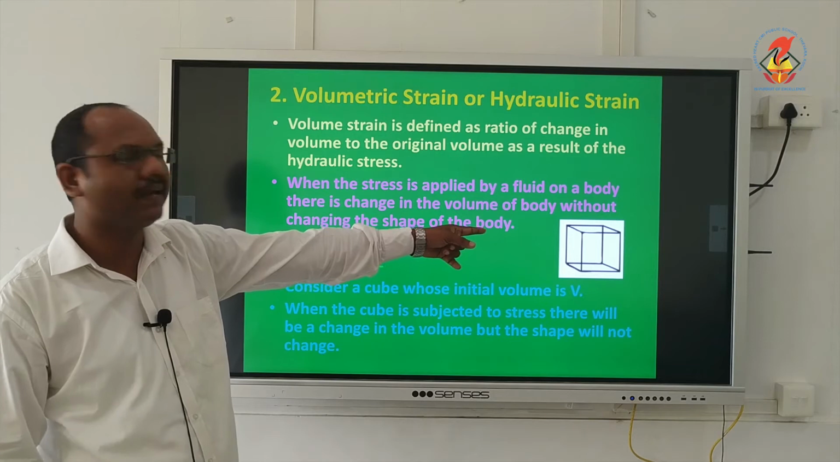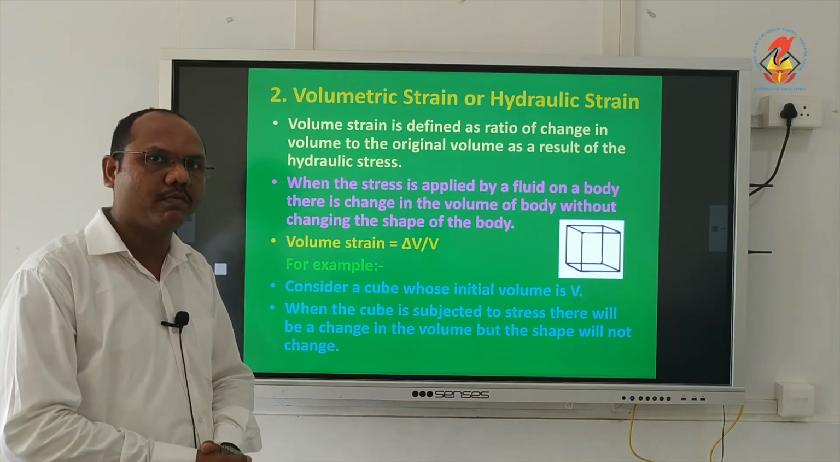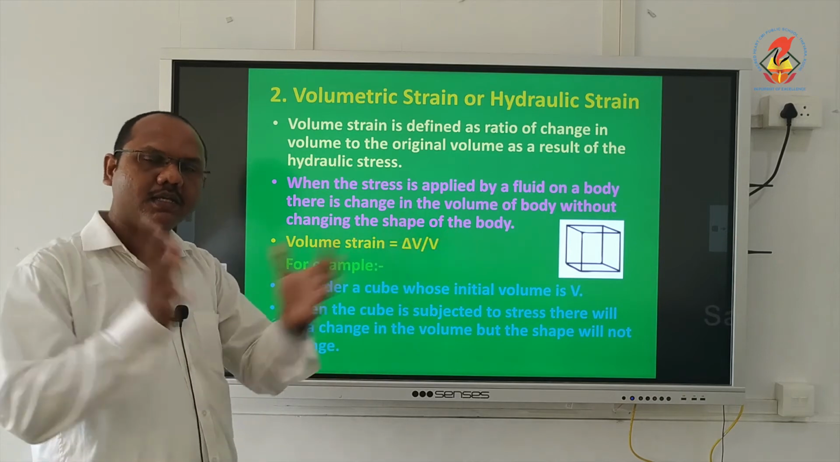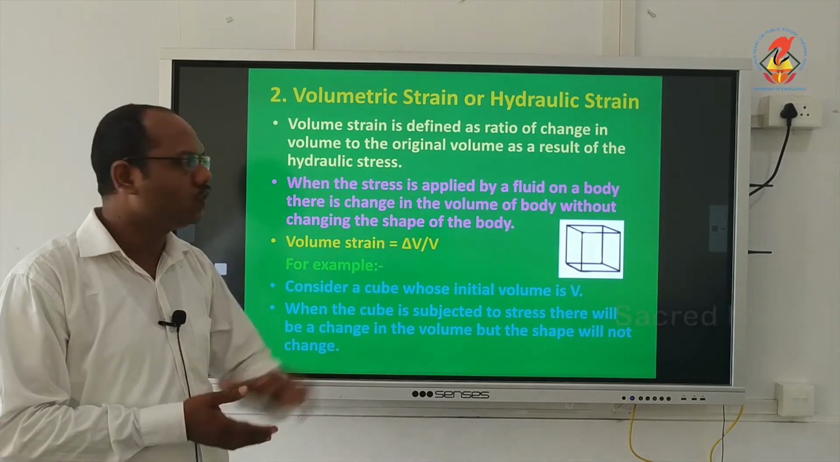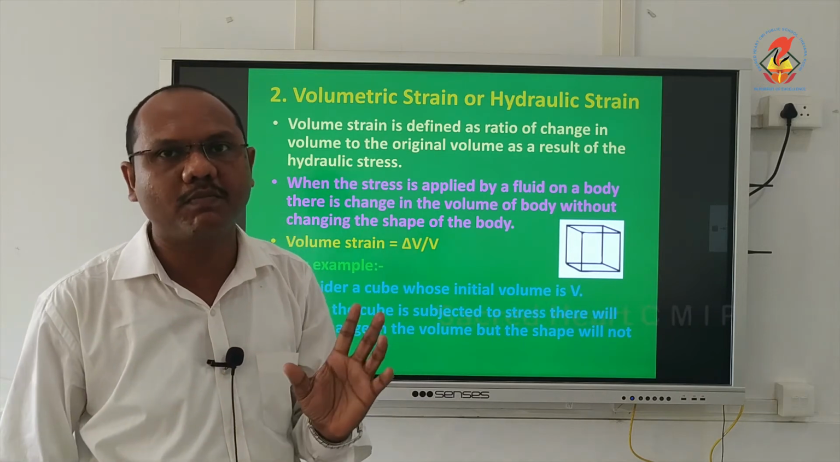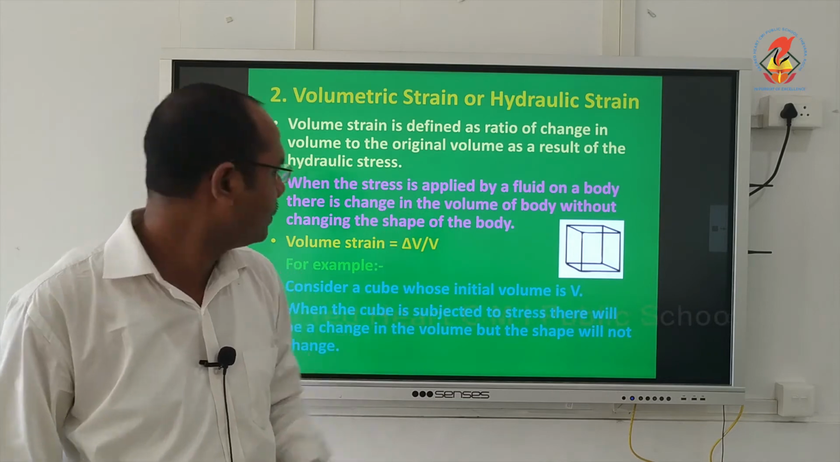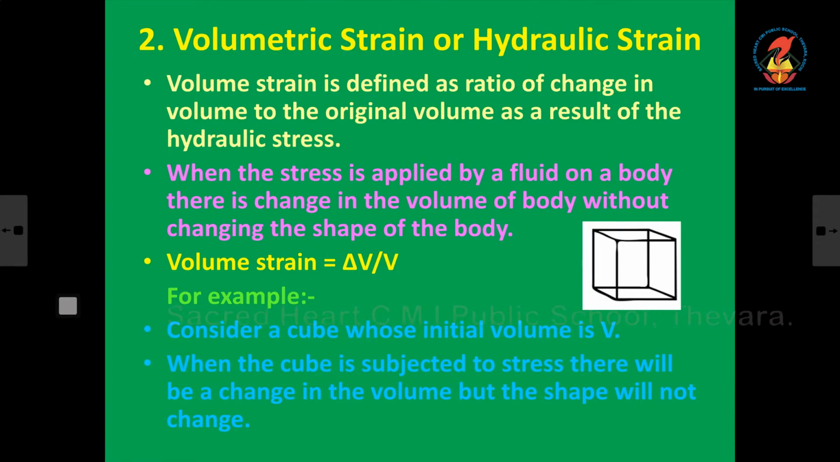Here I just gave the example for a cube. Just keep the cube as I showed in the previous figure and then squeeze it from all sides. So this big cube will become a small cube. Shape will not be changed. The cube becomes a smaller cube. So the equation is delta V by V. It has no unit. Please take down this.